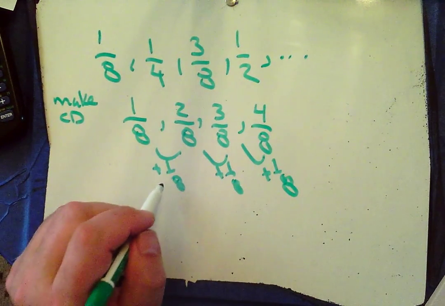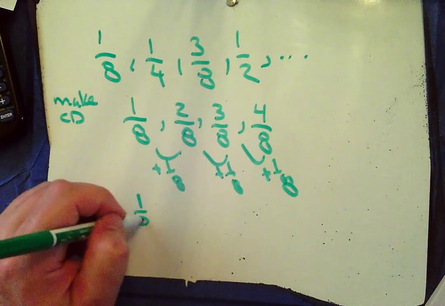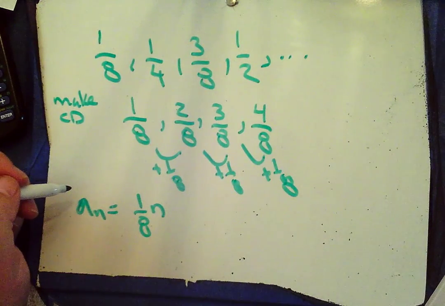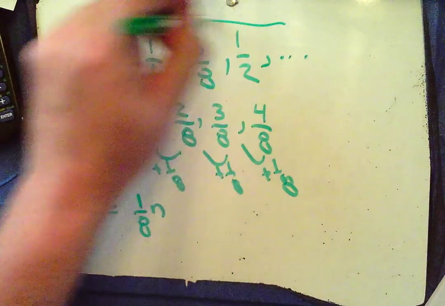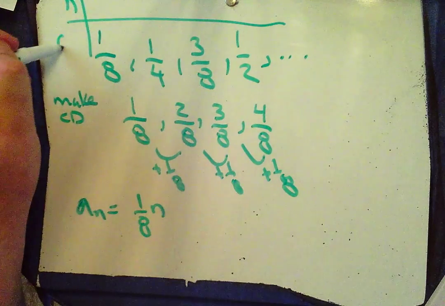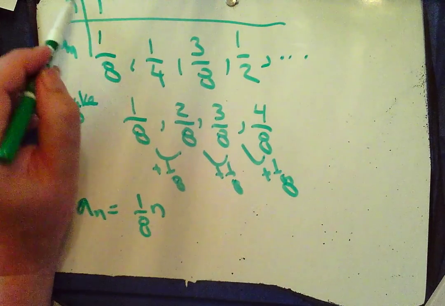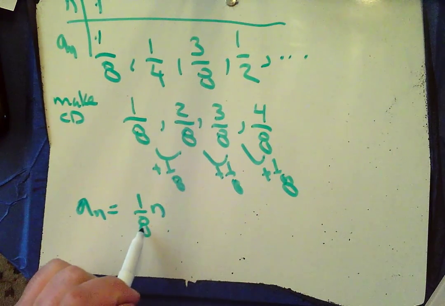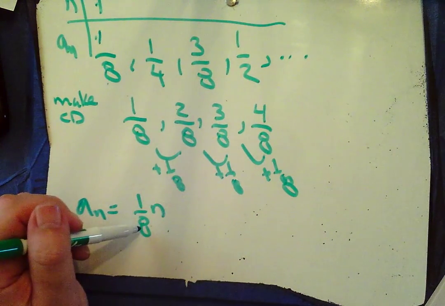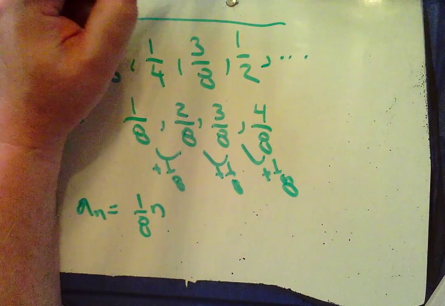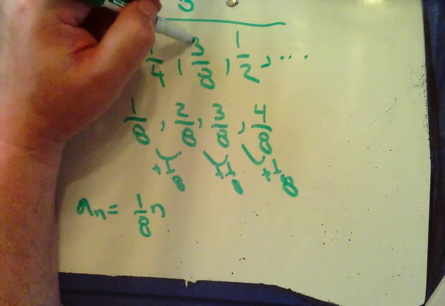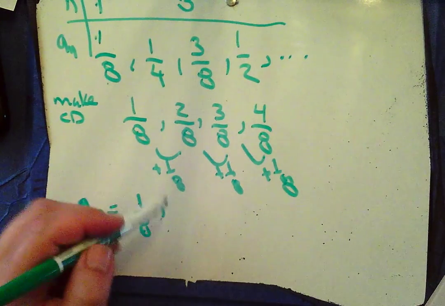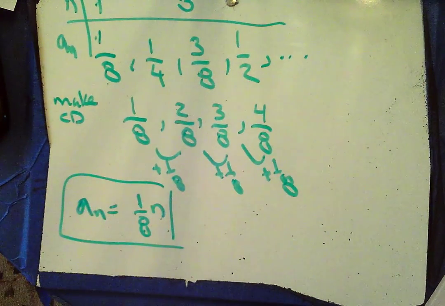So when we go to build that rule, let's take that 1/8 and multiply it by n. Is this our rule, we ask? Remember, we have n and a sub n. If we plug a 1 in, we should get 1/8. 1 times 1/8, why, that's 1/8. And so that's our rule. Let's just test another value to make sure. If I plug in a 3, I should get 3/8. 3 times 1/8 is 3/8. So this is our rule.